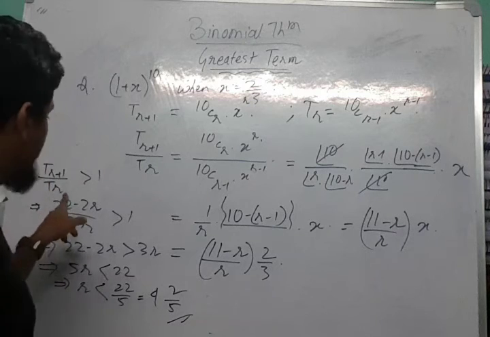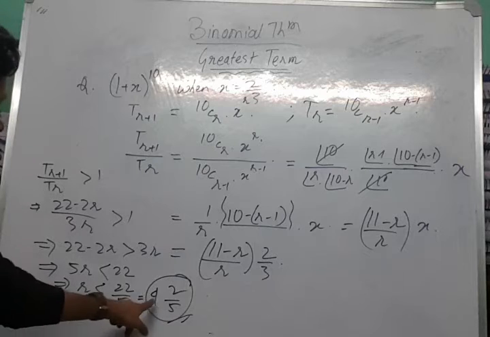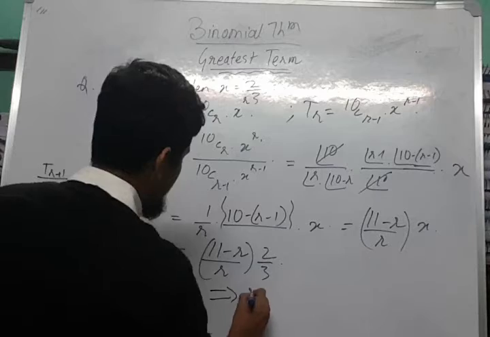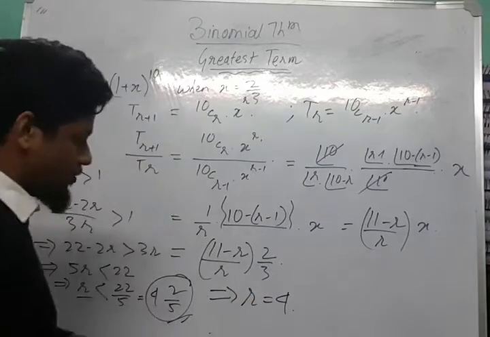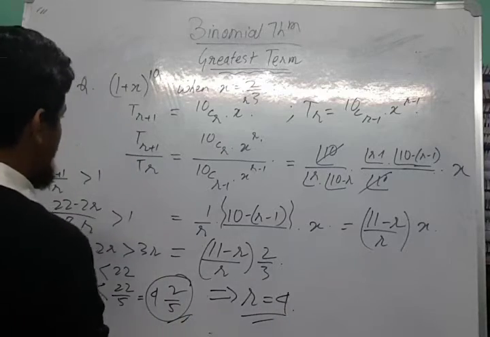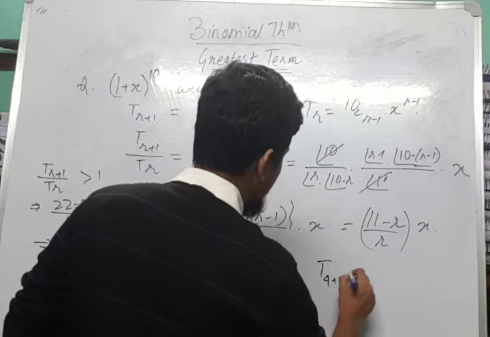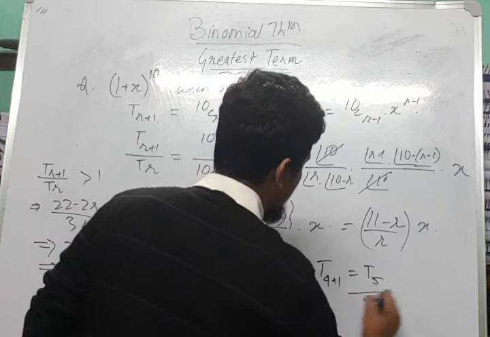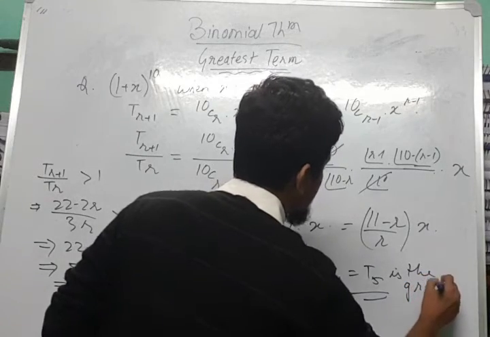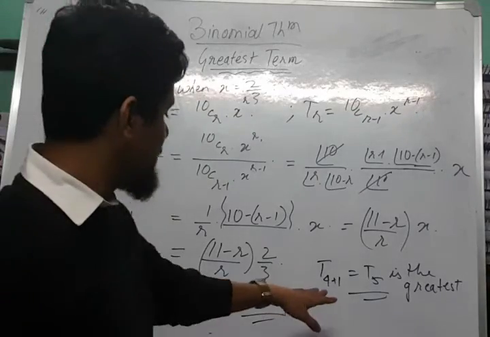In that case we'll have that T(r+1) will be greater than Tr. Since here it is a fractional value and r is less than this fractional value, this will ultimately give us that r must be equal to 4. So r equal to 4 is the greatest, that is T(4+1), the fifth term, is the greatest. And what is the fifth term in this case? That is what we need to find out.